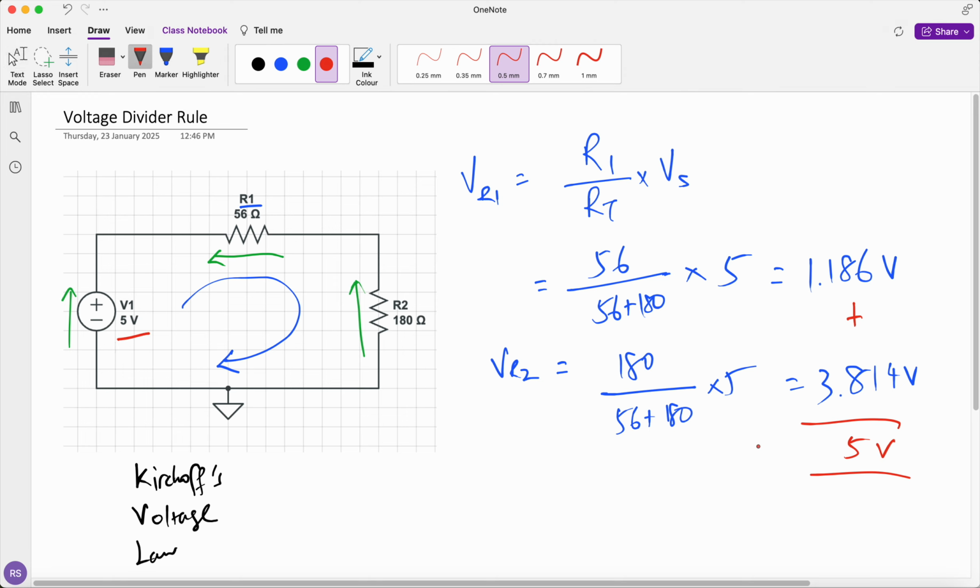In this video, I have explained the voltage divider rule as well as the introduction of Kirchhoff's voltage law. Again, this is a very simple circuit with only two resistors in series. When circuits get more complicated, we need more steps to understand and analyze them.